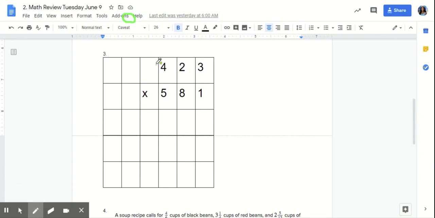Number 3, you have the multiplication algorithm, 423 times 581. 1 times 3 is 3. 1 times 2 is 2. 1 times 4 is 4. 8 times 3 is 24. 8 times 2, we're going to make sure we bring up our 2, is 16 plus 2 is 18. 8 times 4 is 32, plus 1 is 33.